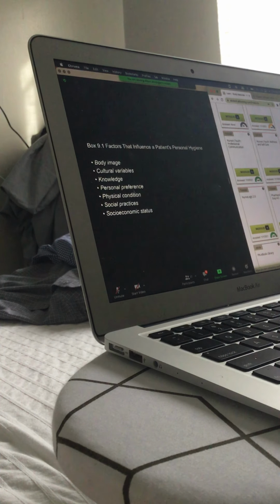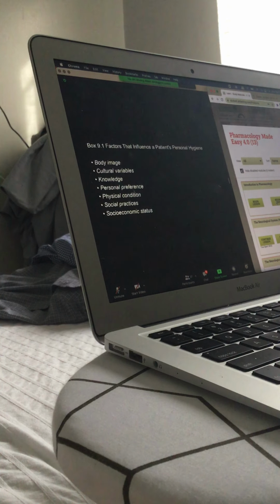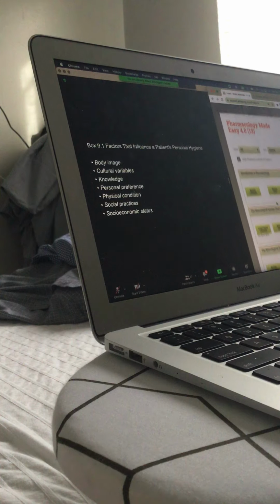All right. Factors that influence a patient's personal hygiene. Okay. How does your body image affect them? Okay. Volunteer, please.